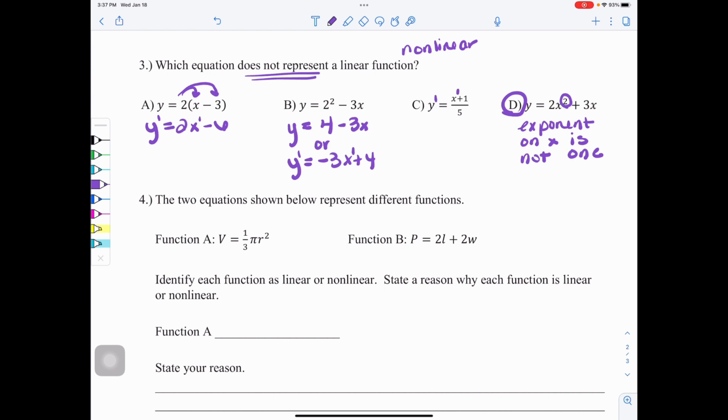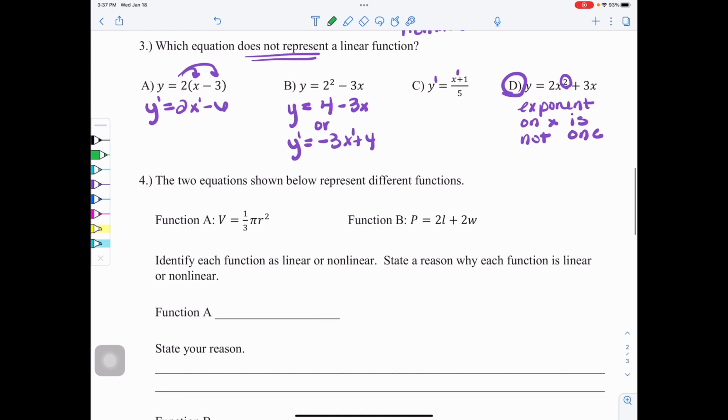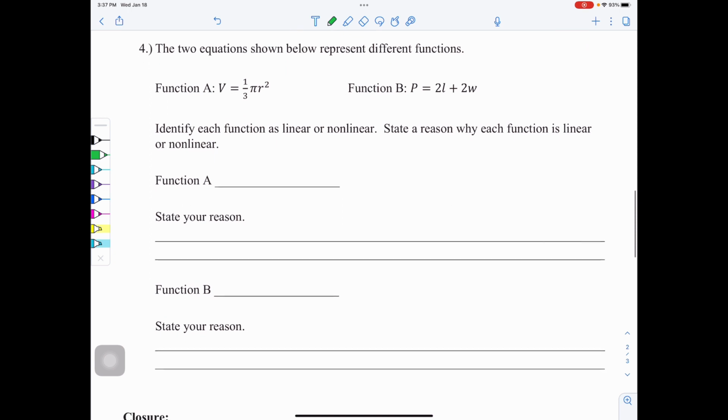So our last example is example 4. The two equations shown below represent different functions. So function A, we have V equals 1/3 pi r squared. And function B, we have P equals 2L plus 2W. So these are actually two formulas. Function A is the formula V equals 1/3 pi r squared that we learned during the volume unit. And function B for perimeter is actually a rectangle particularly. So they want us to identify each function as linear or nonlinear, state a reason why each function is linear or nonlinear. So let's look at function A first.